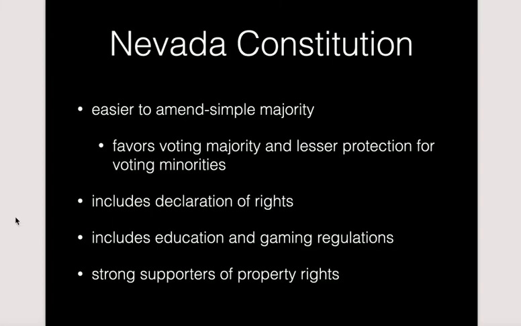The Nevada Constitution is much easier to amend. It only needs a simple majority, and it favors voting majorities as opposed to supermajorities like 2/3 or 3/4. And it has lesser protection for voter minorities, which means that a simple majority can pass something.